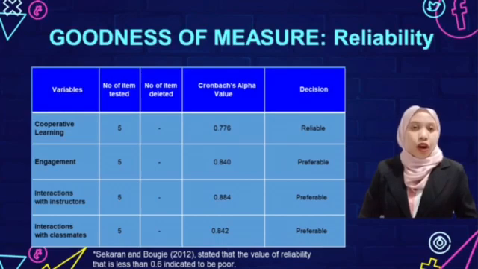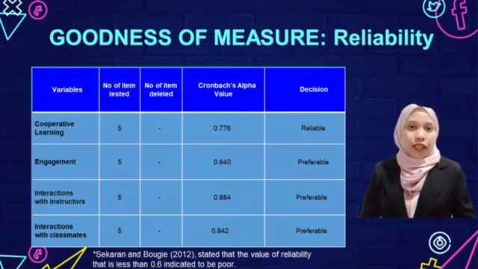Goodness of measure on reliability. According to Sekaran and Bougie, a reliability value of less than 0.6 is indicated to be poor. In this data, it shows that only one of the independent variables, which is cooperative learning, is indicated to be reliable. However, the other 3 independent variables are indicated to be preferable.